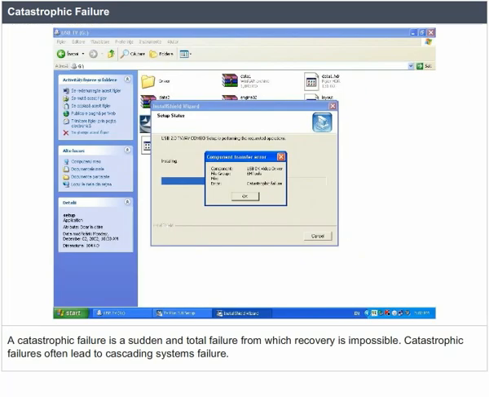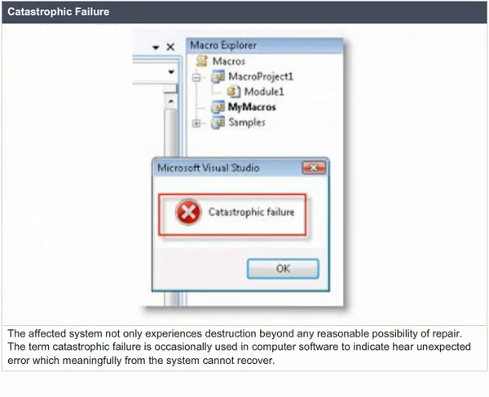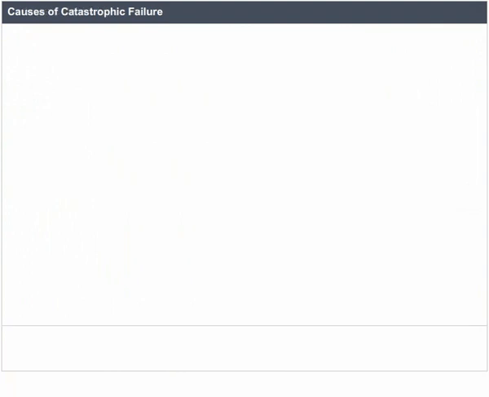Catastrophic failure. A catastrophic failure is a sudden and total failure from which recovery is impossible. Catastrophic failure often leads to cascading systems failure. The affected system not only experiences destruction beyond any reasonable possibility of repair. The term catastrophic failure is occasionally used in computer software to indicate an unexpected error from which the system cannot meaningfully recover.